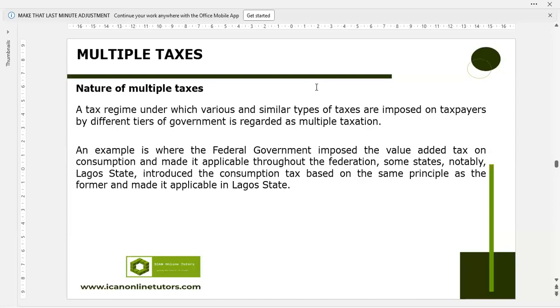But as it is, everything has been explained. Okay, so then we have multiple taxes. In Nigeria, taxes are collected and imposed at different tiers of government. So how many tiers of government do we have in Nigeria? If I'm correct, I think it's three. They are federal government, state, and local government.